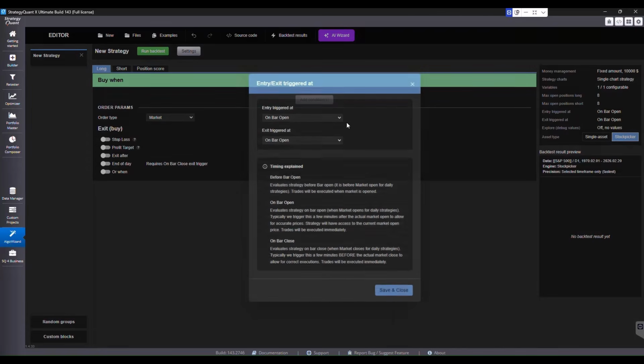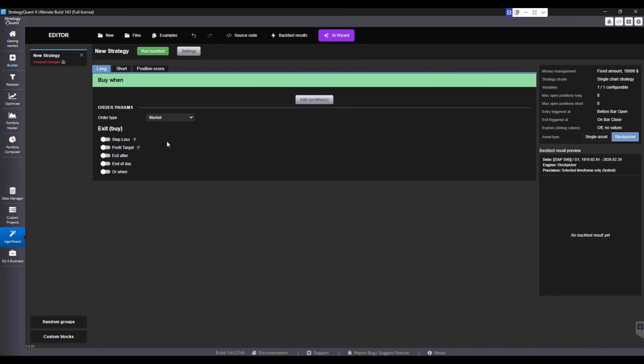For the triggers, we use before bar open for entry and on bar close for exit because we want our stop orders sitting in the market ready to go before the session starts. If the price hits our level, we want to be filled immediately.